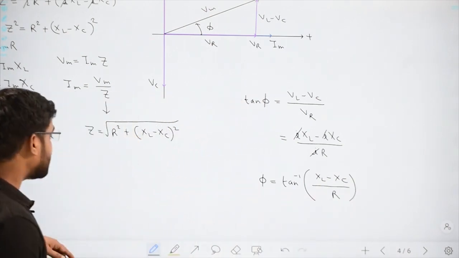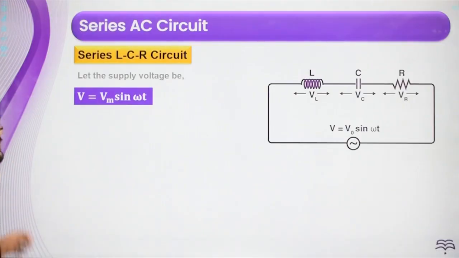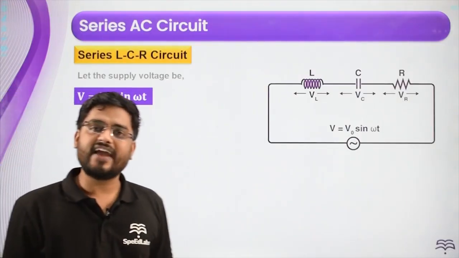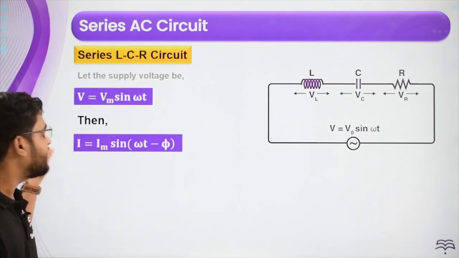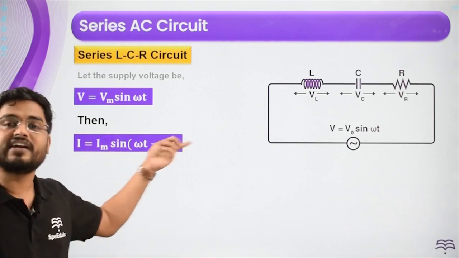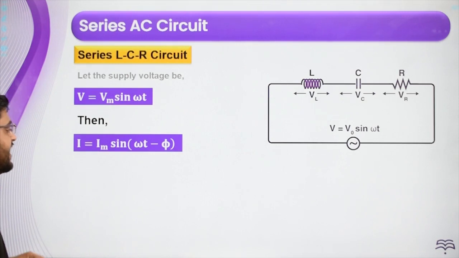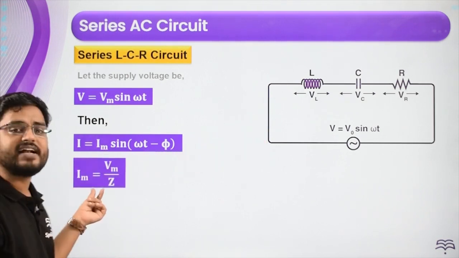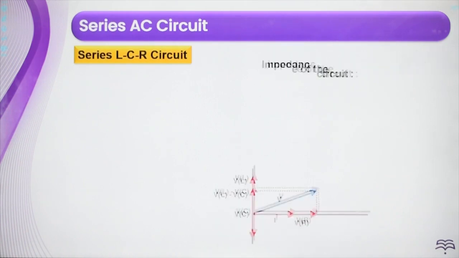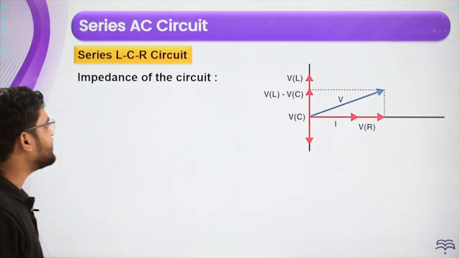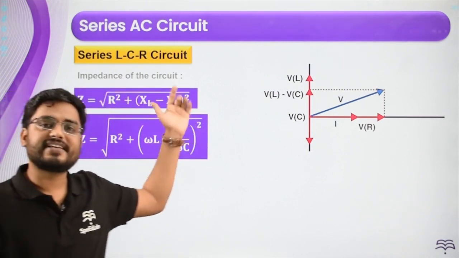Again, just revisiting all the things. We'll be saying that if V is given by Vm sin omega t for an RLC circuit or LCR circuit, then current should be a peak current sin omega t minus phi. There are two things which we need to tell. One is Im, another is phi. And Im is nothing but Vm by Z. What is Z? Z is known as impedance. So let us discuss the impedance first. Impedance of this circuit is defined as under root R square plus XL minus XC whole square.